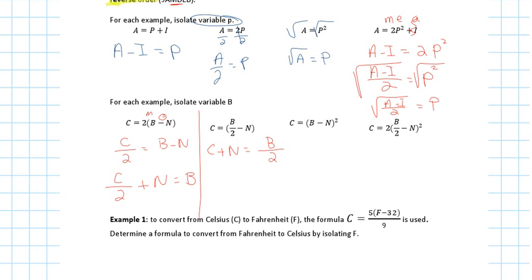Then how do you isolate for b and leave b by itself? What's happening between the b and the 2? What kind of operation do I have here? Division. When I bring it over, what does it become? Multiplication. So when I'm bringing it over, it's going to multiply by everything over here. So it's going to be 2 times (c plus n). The whole c plus n is multiplied by the 2.